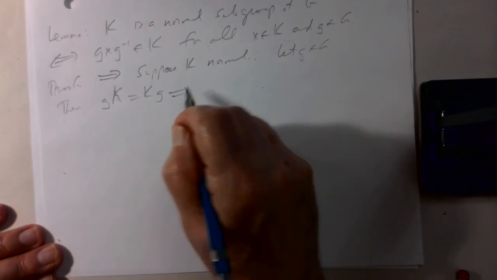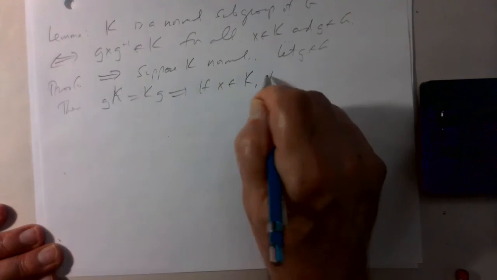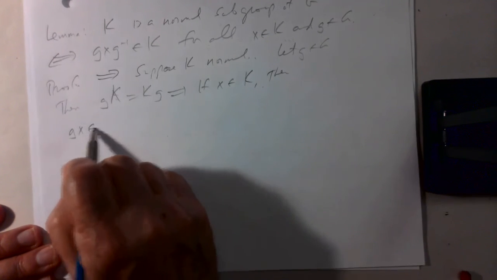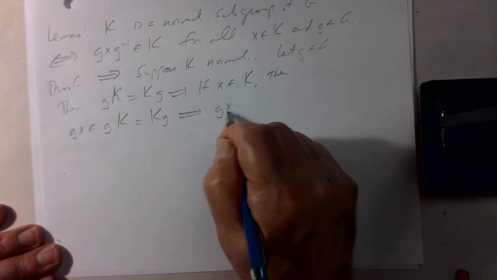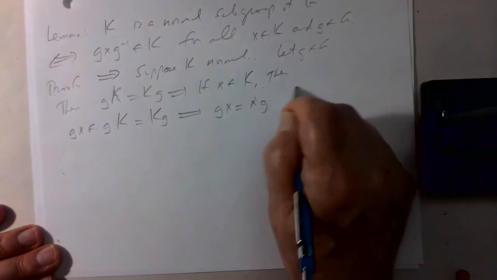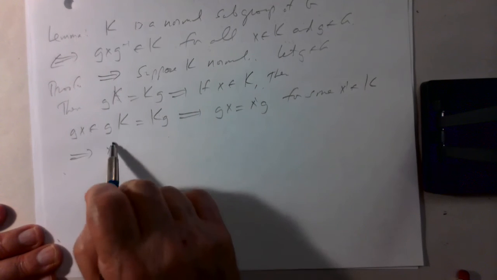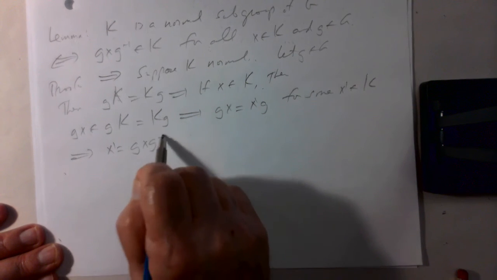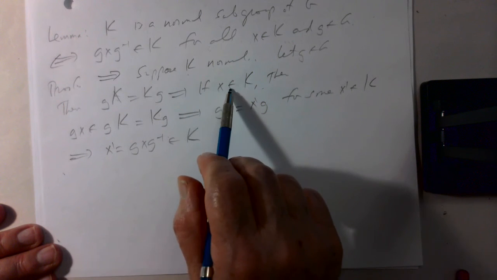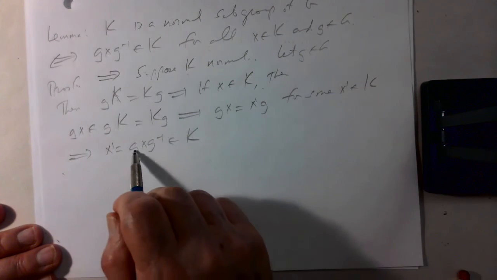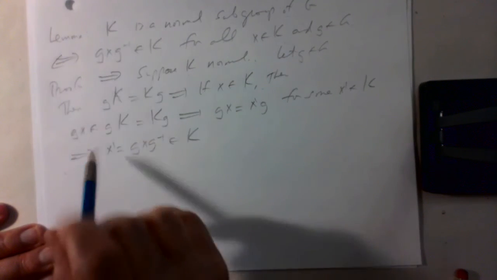So therefore, if x is in K, then gx is in the left coset, which is the right coset, which means gx equals x prime g for some x prime in K, which means x prime, which is gxg inverse, is in K. So if K is normal, if you take any element in K and any element in the group, gxg inverse is in K. So that's the proof going from left to right.